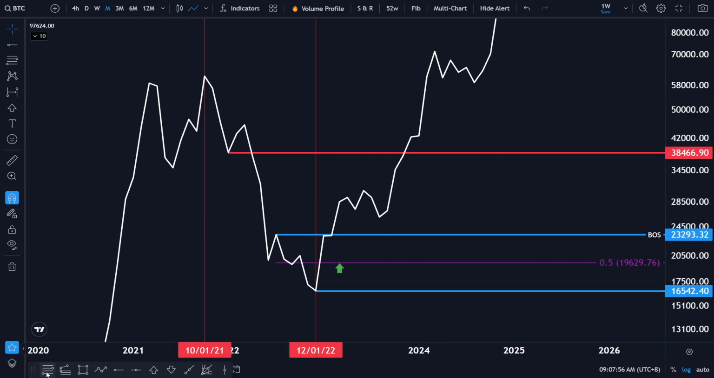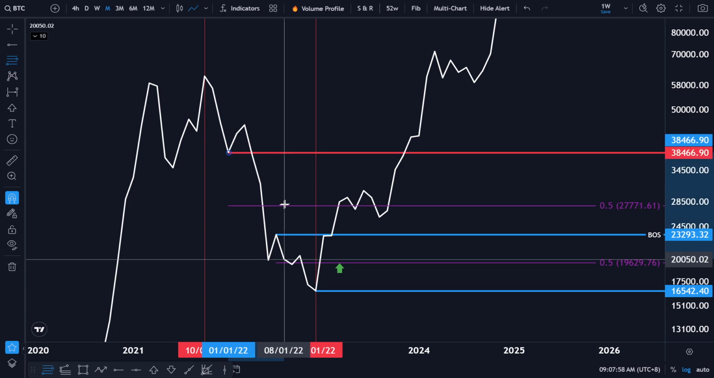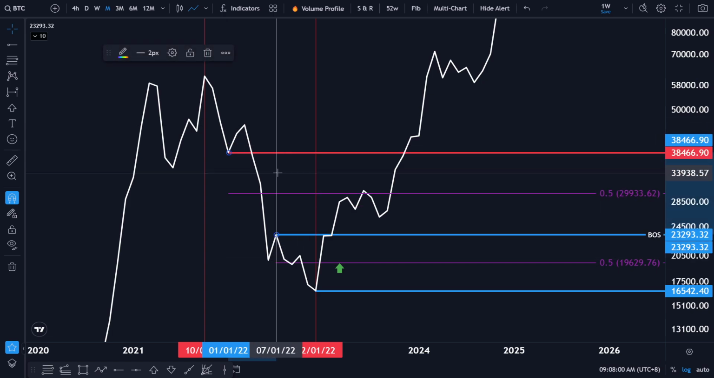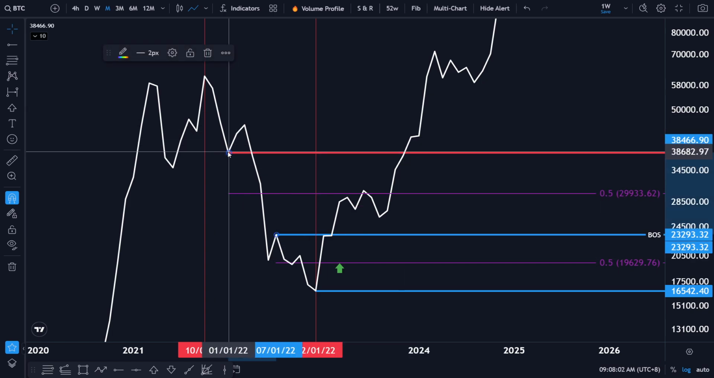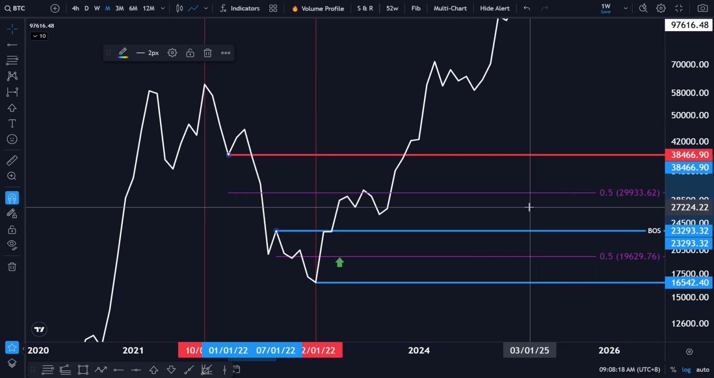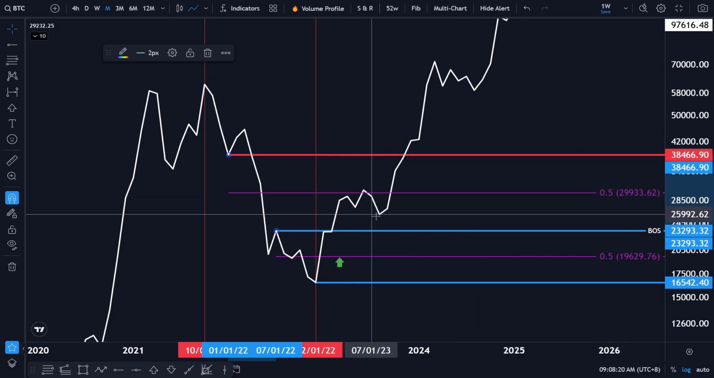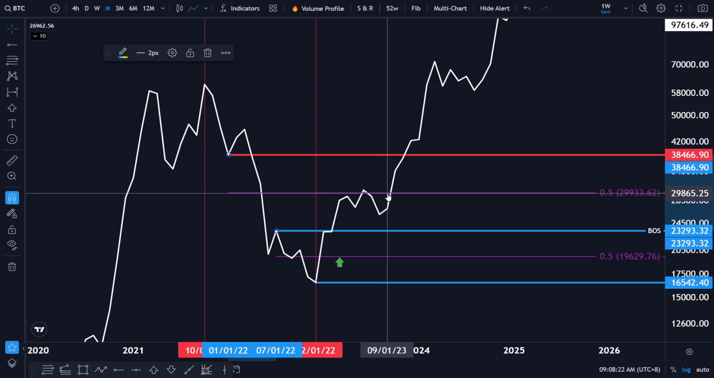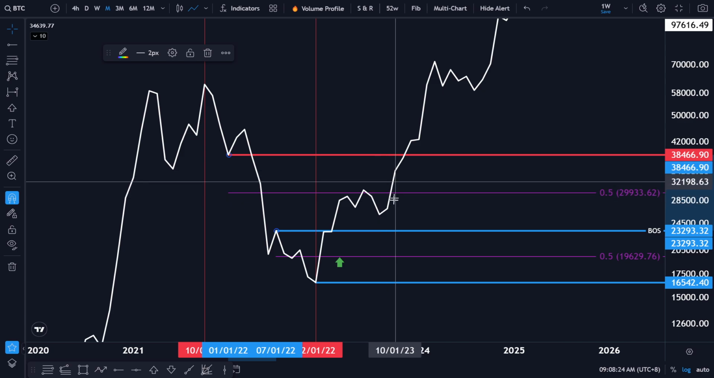And same thing, I will do a Fibonacci from the January 2022 candle bottom to the top of the July 2022 candle to get the midpoint. So the midpoint, the 0.5 level, acted as a resistance, and this is also a break of structure on this candle here.